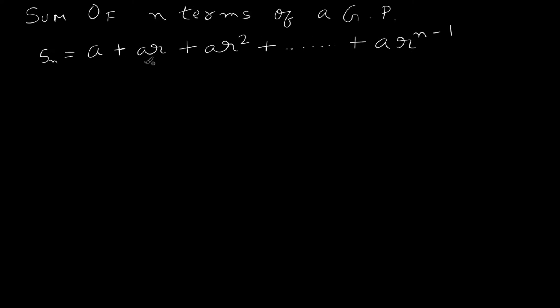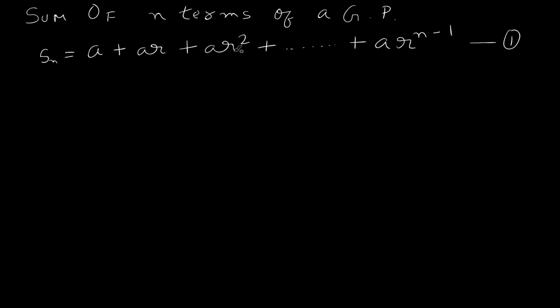Now how do we find it? There is a small little trick here. Let's say this is our equation 1. What we can observe here is that if you multiply each term with r, then every term just converts itself to its next term. What I mean to say is, if you multiply a with r, this becomes ar, that is, it becomes the second term. If you multiply the second term with r, it becomes ar square, that is, the third term. If you multiply ar square with r, it becomes ar cube, and so on.